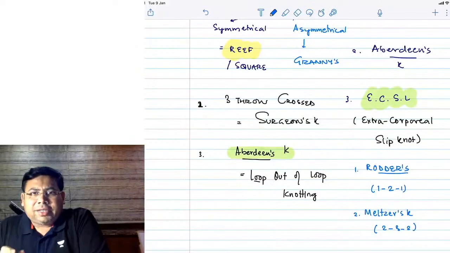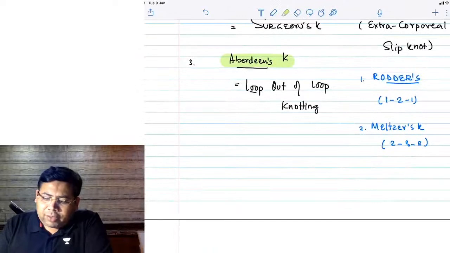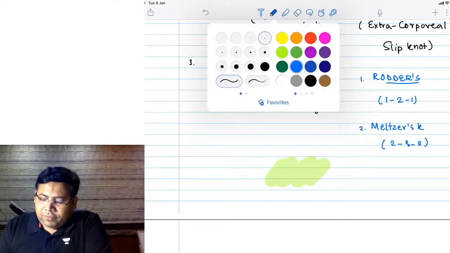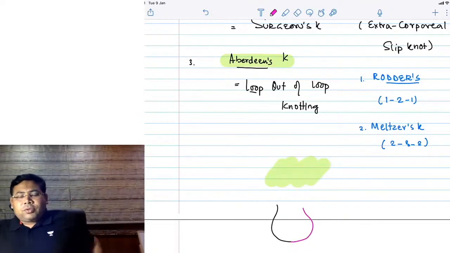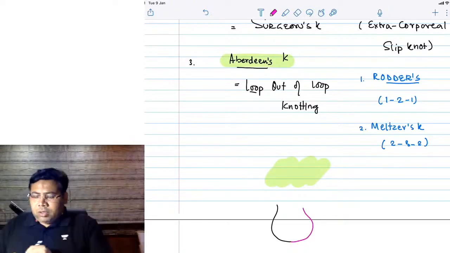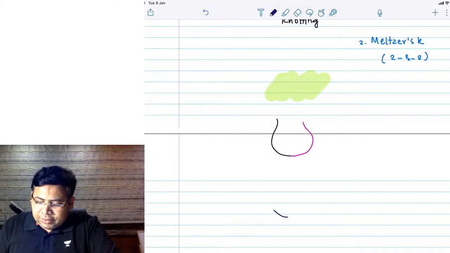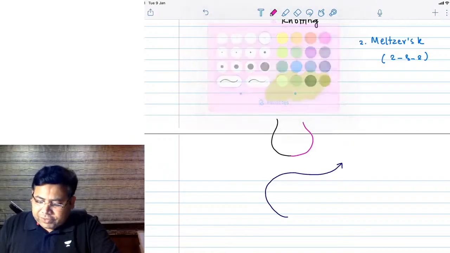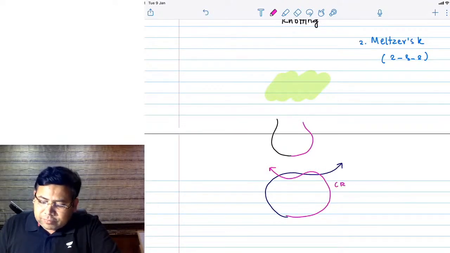Before that, leave everything. Let us try to understand how to differentiate between a granny and a reef knot. Let us understand how we secure a knot. Suppose this is one end of the knot and this is the other end. We want to secure these ends. You take the right to left and left to right. The right side will go to the left and the left side should go to the right. This is known as crossing.